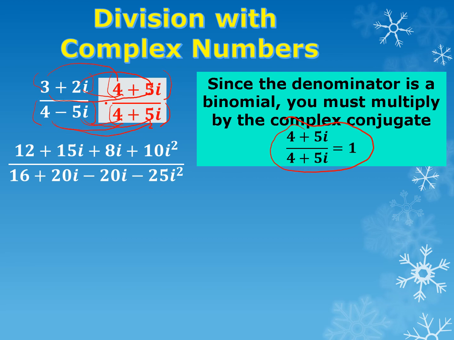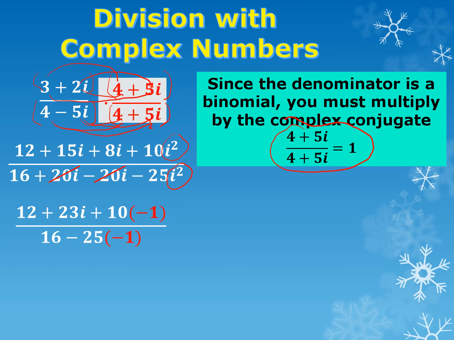Well, first thing I'm going to do is start combining my like terms. So I notice that the 20i's go away, and I end up with 12 plus, up top, 23i, but wait a minute, i squared is equal to negative 1. So in addition to combining like terms, I'm going to change those i squareds to negative 1s, so that this becomes negative 10 and that becomes positive 25. So I get 12 plus 23i minus 10, and then 16 plus 25.